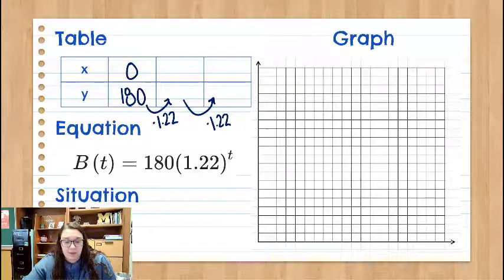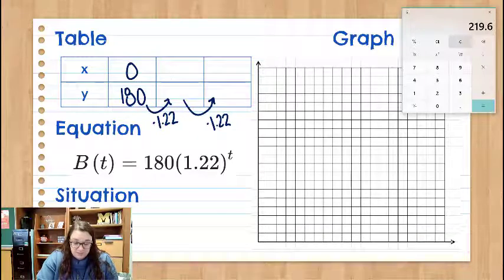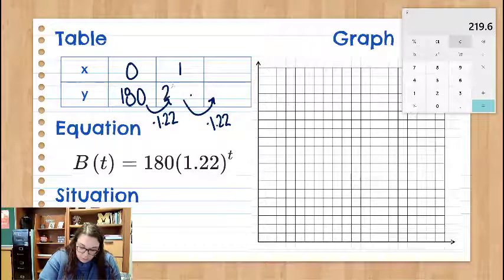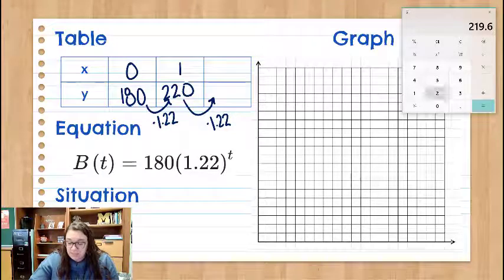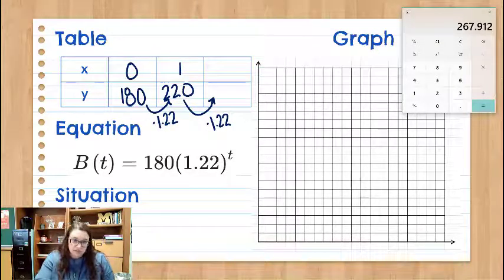Let me grab that calculator one more time. So I've got 180 times 1.22 is 219.6 for the second one. Let's just say 220. We'll round. And then times 1.22 again is 267.9, or about 268.